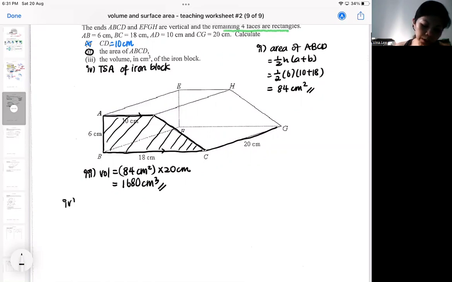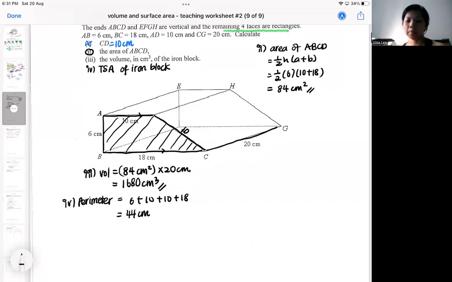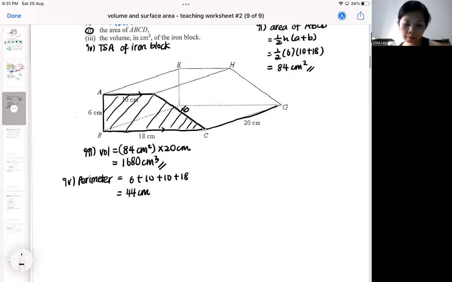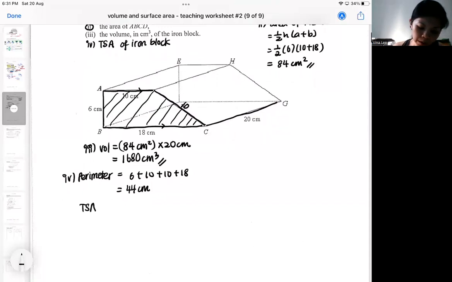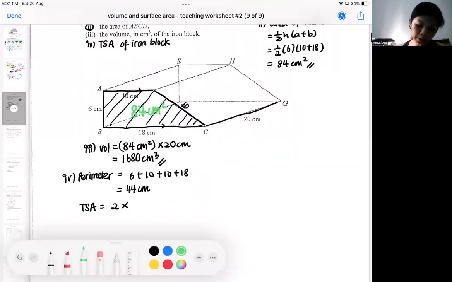So if I need that, I will actually need the perimeter. So the perimeter of the cross section will be 6 plus 10 plus 10. So don't forget this part is a 10. Get 44 centimeter. So how are we going to get the surface area? Okay, so let's follow the formula. So the formula says that there should be 2 pieces of the cross section, which is 2 pieces of the 84.